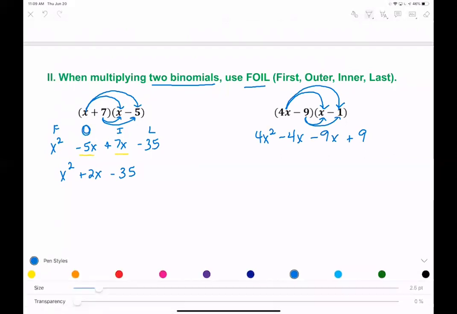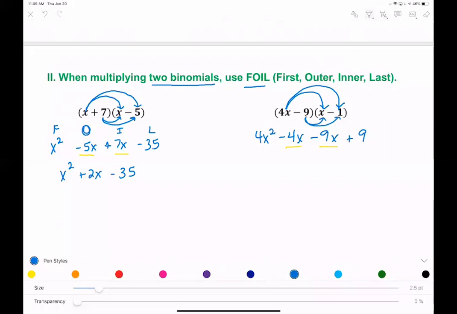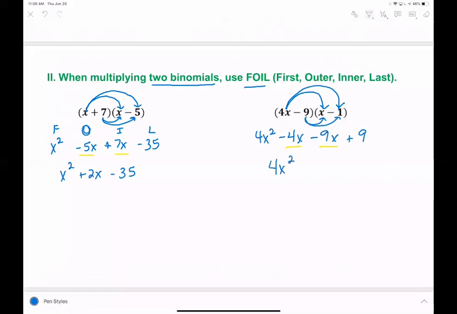All right, so we have these two like terms. We're going to bring down 4x squared. We're going to combine -4x and -9x to get a -13x, and then bring down our plus 9.